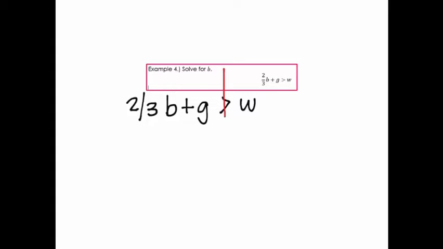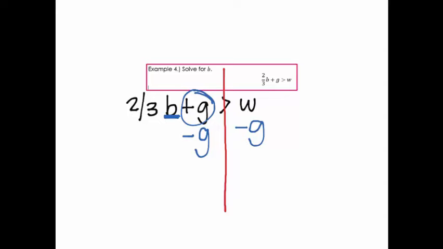Now, as we talked about in lesson 1.06, an inequality and an equation are solved the exact same way. The only difference is that you keep your inequality symbol. So the first move that we want to make is to get the b by itself. The easiest move here is to get rid of this plus g. In order to move this to the other side, you're going to do the inverse operation. So we're going to subtract g from both sides.